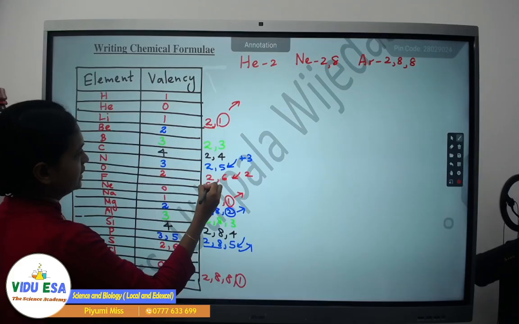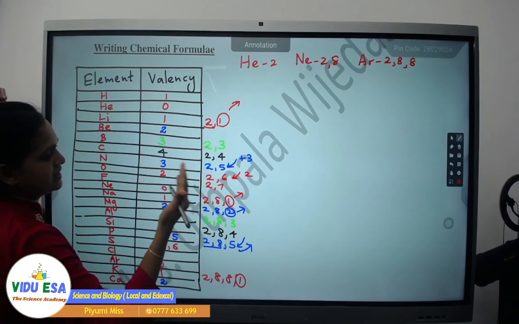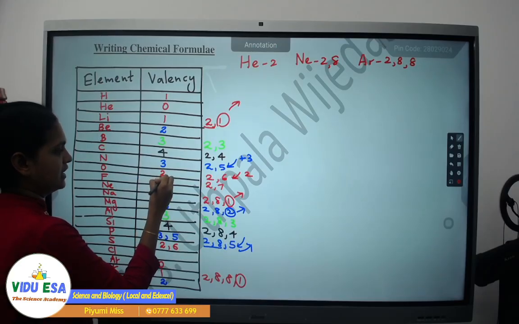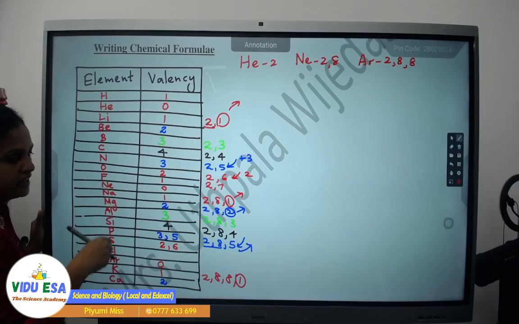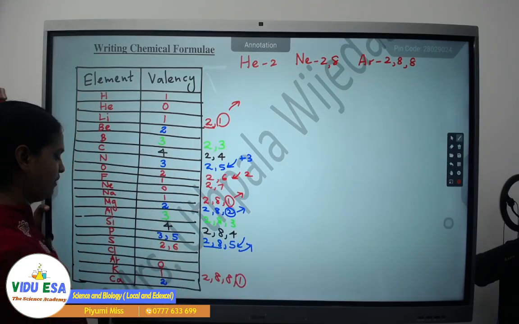Then fluorine, the electronic configuration is 2,7. Therefore, it is easy for fluorine to gain 1 electron. Therefore, fluorine, group 7 elements get the valency 1. It is easy to gain 1 electron.